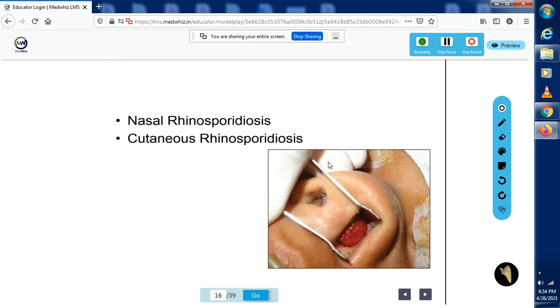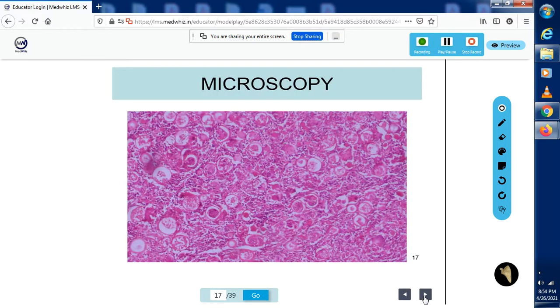So this rhinosporidiosis, clinically it can present as nasal rhinosporidiosis or as cutaneous rhinosporidiosis. In this picture you can see a polyp within the nasal cavity. Coming to the microscopy, this is a low power view of the slide. Here you can see many round structures. They're nothing but the sporangium, which contains the spores, and in the surrounding area you can see a lot of inflammatory cells and fibrous tissue.